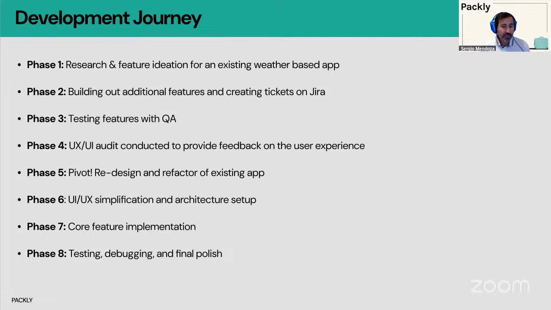And then in phase seven, we did core feature implementation. With a solid design in place, we implemented the core functionality, focusing on weather-based and activity-driven packing recommendations. And in phase eight, finally, we conducted another round of testing and refinement to ensure a polished, reliable, and user-friendly product. The process not only strengthened our collaboration, but also led to a more purposeful and impactful application.